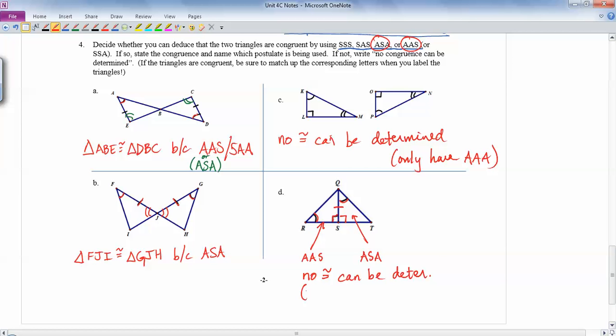because we have angle, angle, side orientation for the first triangle, but we have something different for the second triangle. And they'd have to be identical if you want to prove congruence. Okay, so I hope that helps a little bit.